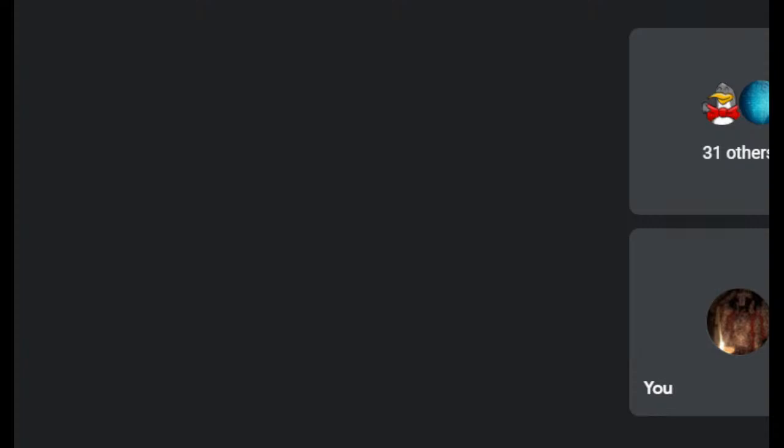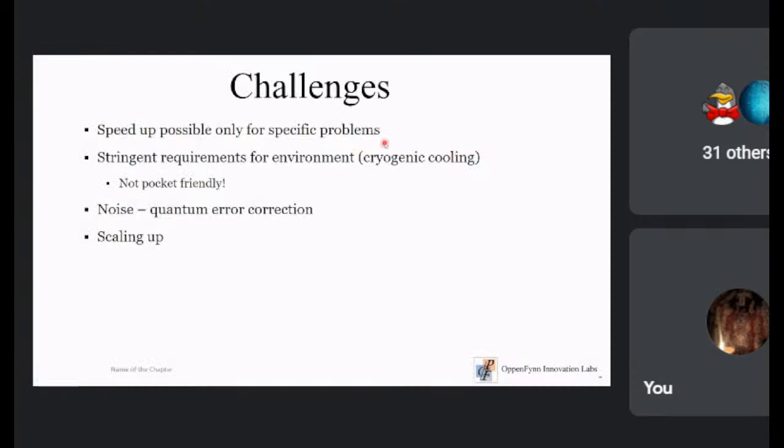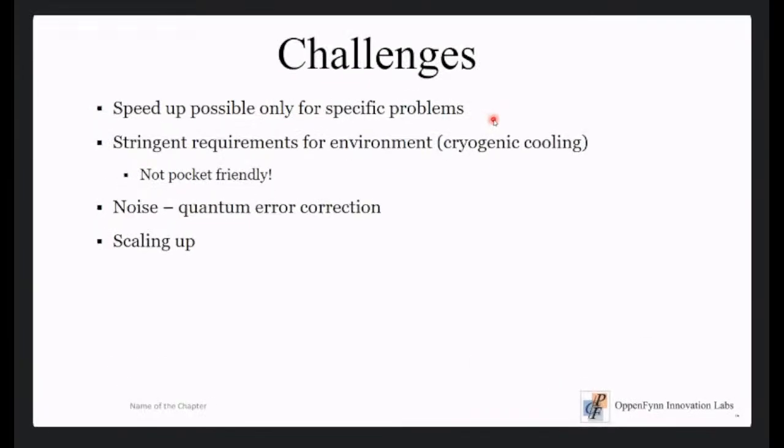So the point of this is it's very important to keep in mind when to use quantum computers and when not to use quantum computers. So yeah, some of the challenges with the quantum computers are, like I was mentioning in the previous slide, that speed up is possible only for specific problems. So it's very wrong to say things like quantum computers can do everything very fast.